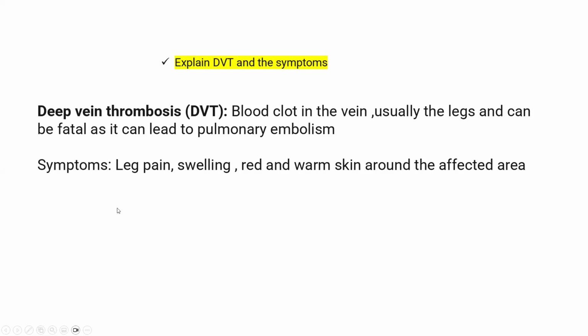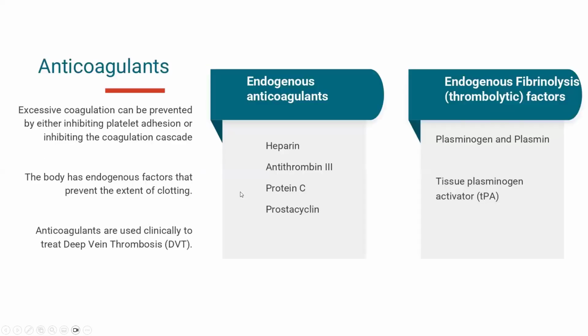Symptoms: the patient will complain about leg pain, especially around the calf muscles, swelling, and red and warm skin around the affected area. Okay, so patients might need anticoagulants. So excessive coagulation can be prevented by either inhibiting platelet adhesion or inhibiting the coagulation cascade, because we said that we have two components for homeostasis: platelets and coagulation factors.